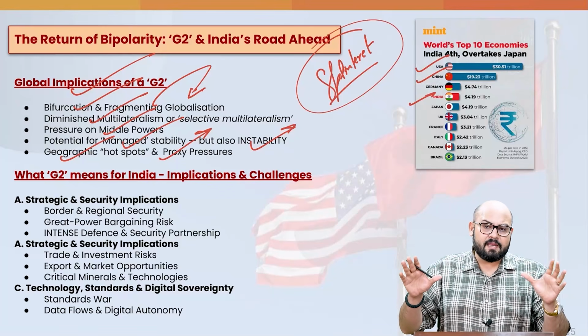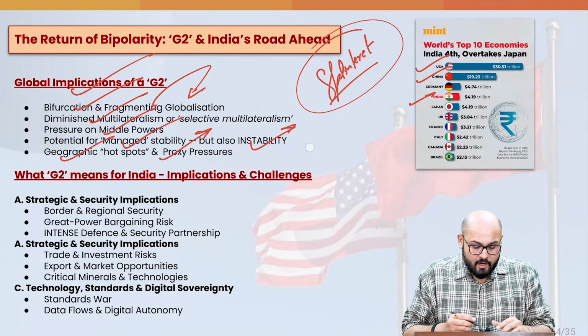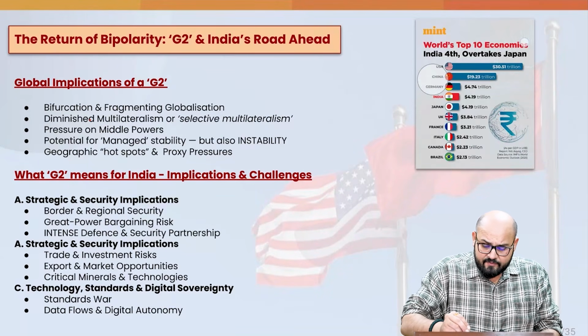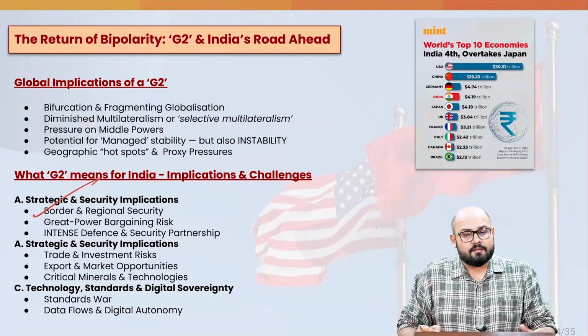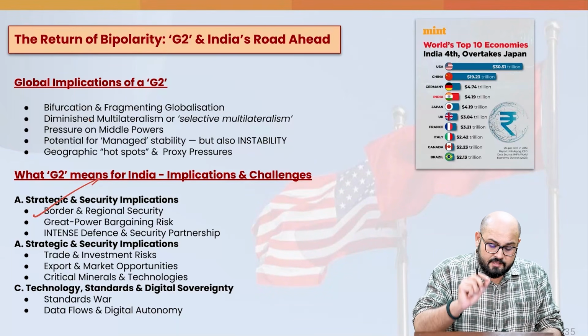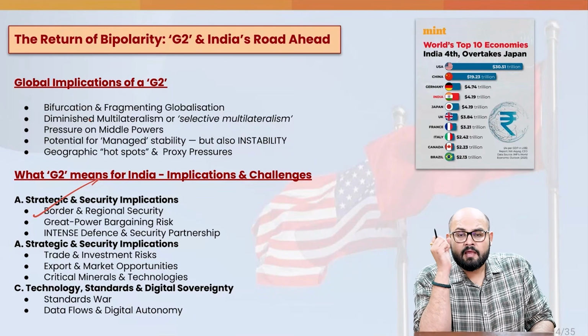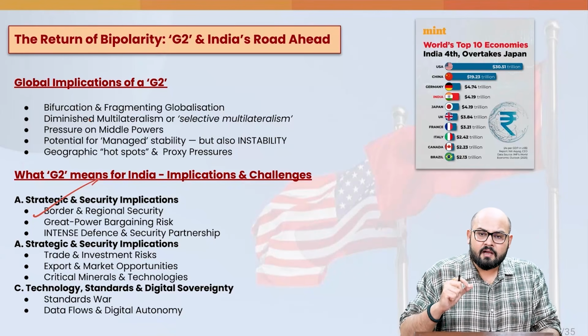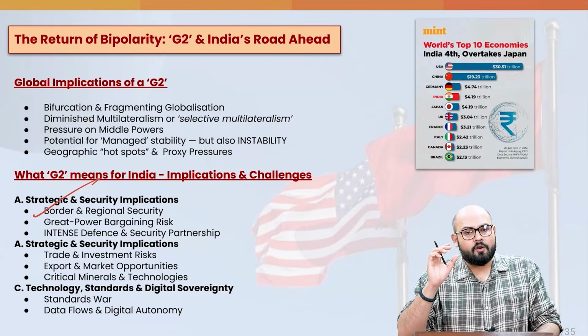Same thing is happening in this particular construct. Now, what G2 means for India and implications. The very first is the border and regional security. When we talk about the strategic and security implications, the first is the border and regional security. We'll have to understand that India shares a land border with China, and it has its own security issues.